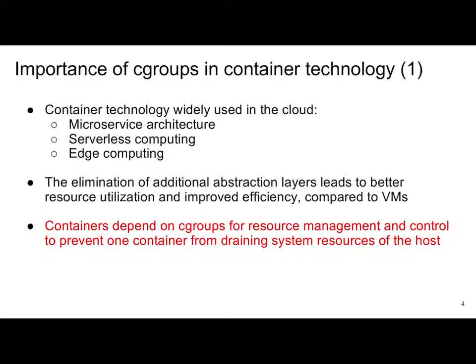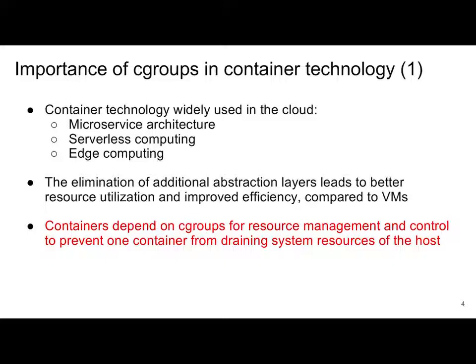Hello, my name is Tanay, and I'm here to explain the importance of C groups in container technology. Container technology has wide use in the cloud, such as microservice architecture, serverless computing, edge computing. Previously, in cloud technologies, VMs were extensively used, but VMs had some issues which led to wastage of resources.